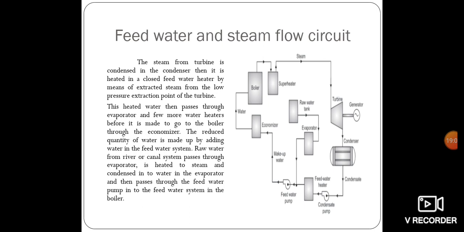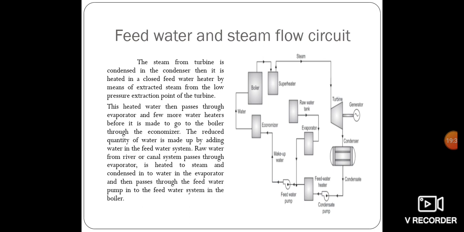This heated water then passes through the evaporator and a few more water heaters before it is made to go to the boiler through the economizer. The reduced quantity of water is made up by adding water in the feed water system. Raw water from a river or canal system passes through the evaporator. It is heated to steam and condensed into water in the evaporator and then passes through the feed water pump into the feed water system in the boiler.